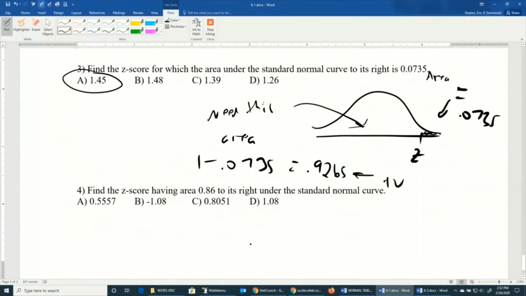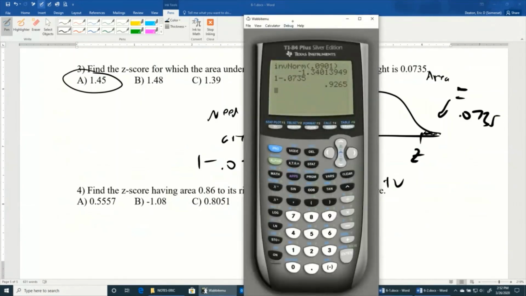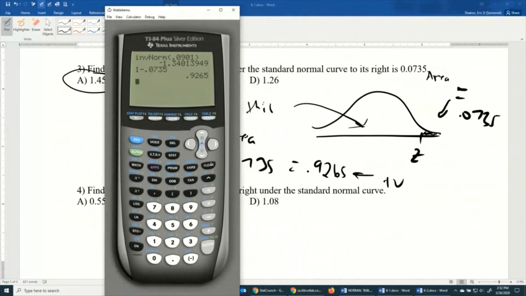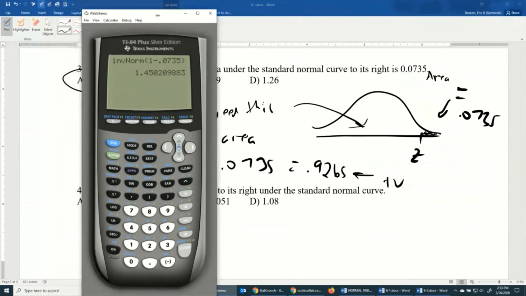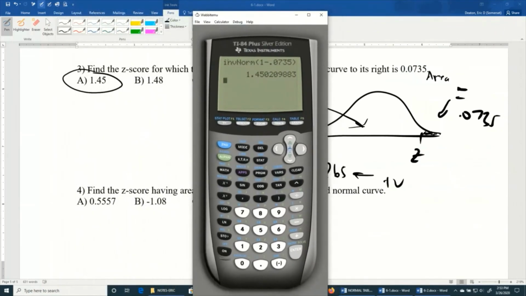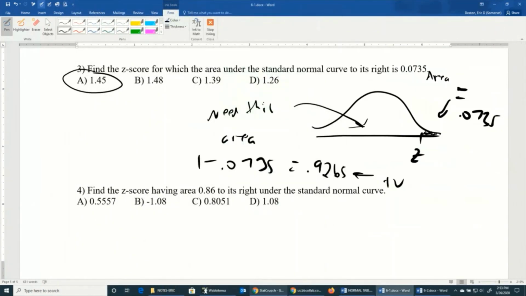In fact, I'm going to go ahead and do this on the calculator, because this one, you really need to see. Once again, inverse vars, number 3. Now I could just type in the 0.9265, but I could just type in 1 minus 0.0735, since it's the area to the right. I know it's going to be 1 minus, and then hit enter. It does it for me. So I don't have to do any work anywhere else. 1.45.